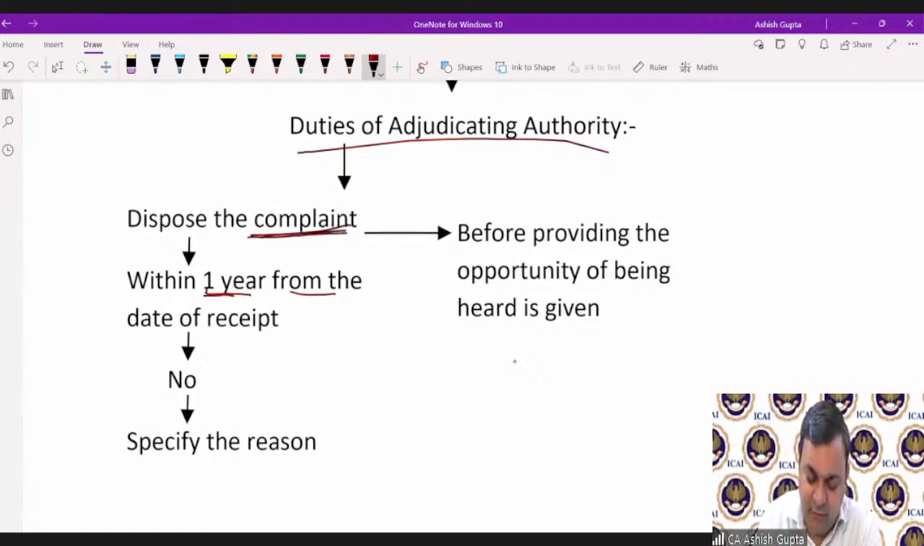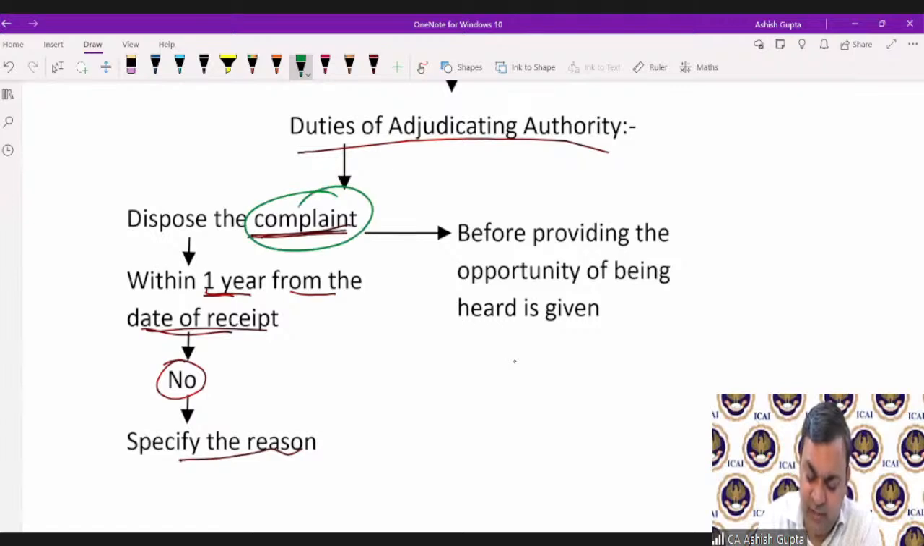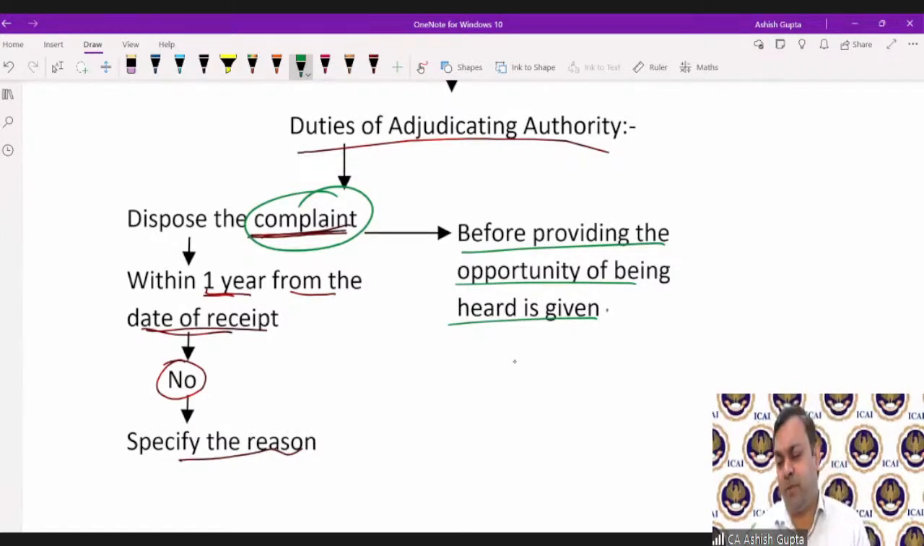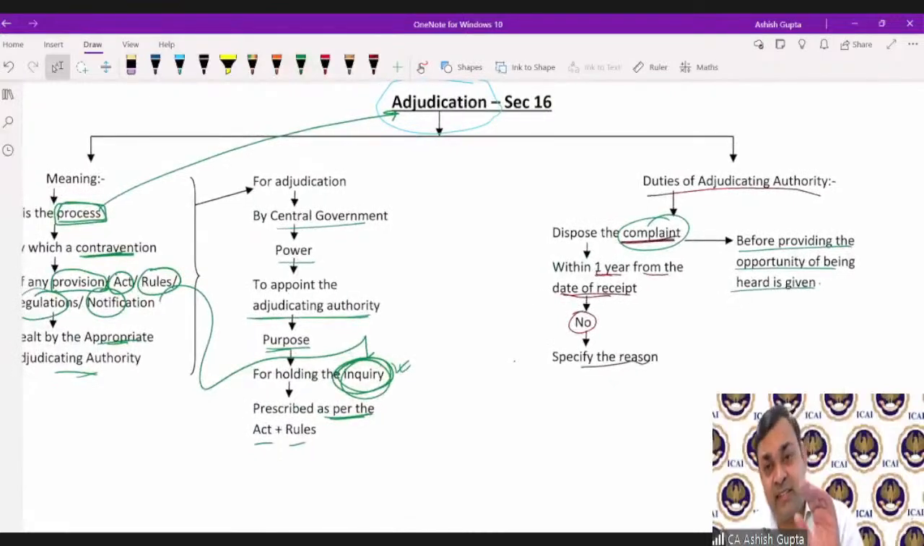Within 1 year from the date of receipt, if you fail to dispose of that application, you need to specify the reason. What is the logic for such failure? Again, if you are going to dispose of any complaint, you need to provide the opportunity of being heard, right? So this is the important concept with respect to section 16.